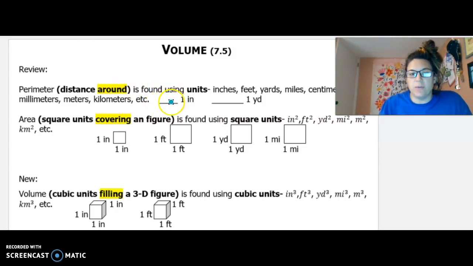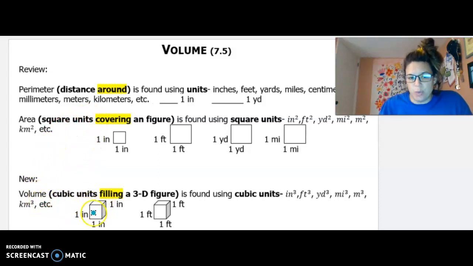So that's one-dimensional. Area is found using square units, and you're covering a figure. So it's an actual square that's the same measurement on every side. So 1 foot, 1 foot, 1 foot, 1 foot. This is a square foot. This is 1 square inch because it measures an inch on all sides. This is 1 square yard, which is much bigger than the foot, obviously. And 1 square mile is really big, and we write it like that, inches squared. That's whenever we're finding area and we're covering, like the floor or the walls.